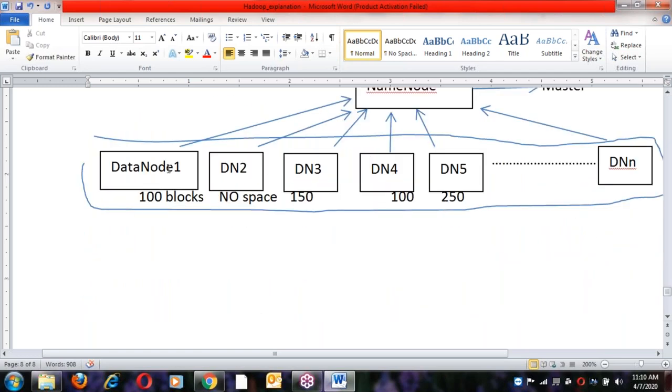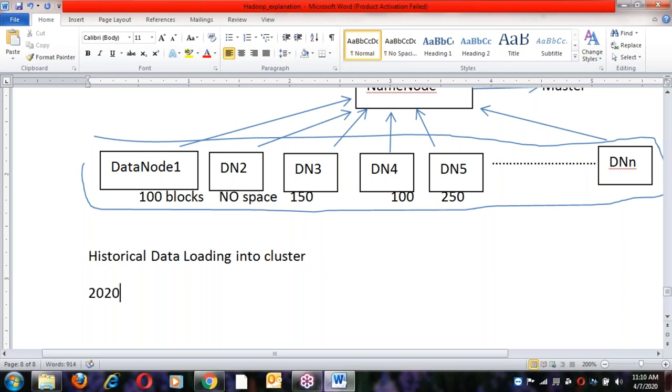Okay, so loading file data. First file loaded. For example, here, historical data loading into cluster. Let us say historical data loading into the cluster.